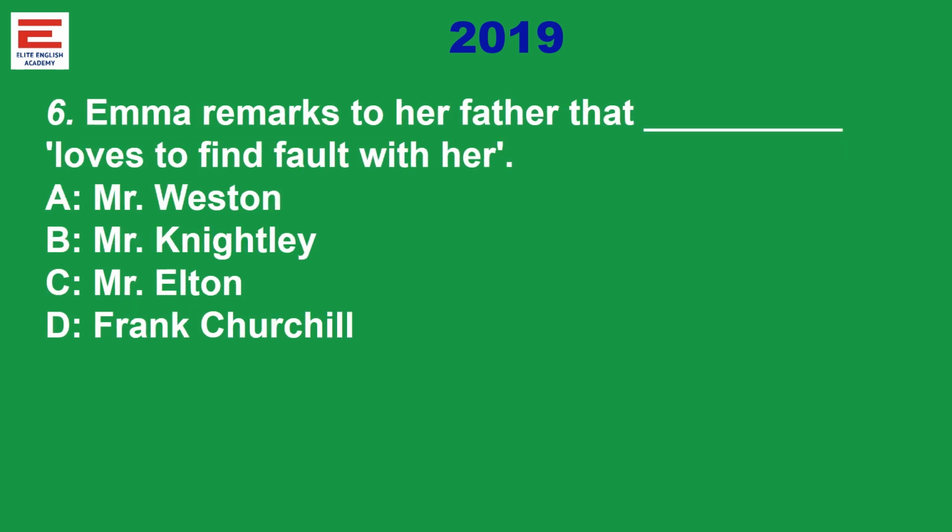The next one: Emma remarks to her father that dash loves to find fault with her. Of course, here the scene takes place after the meeting between Knightley and Emma, after the party. So she makes a reference like this to her father about Mr. Knightley. It is an obvious question. So become familiar with the characters of the same novel, then things will be easy for you.